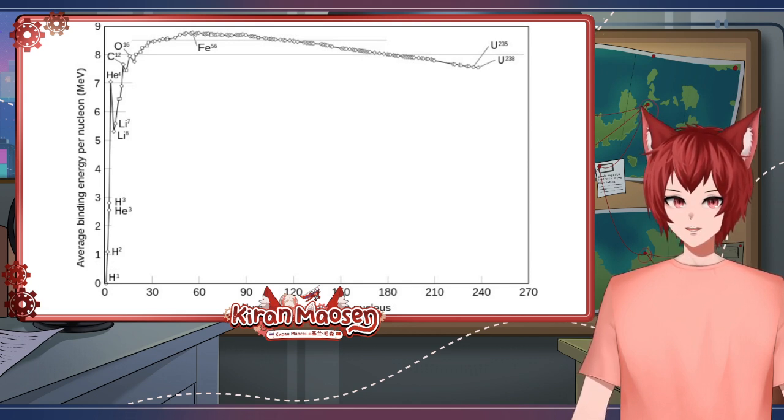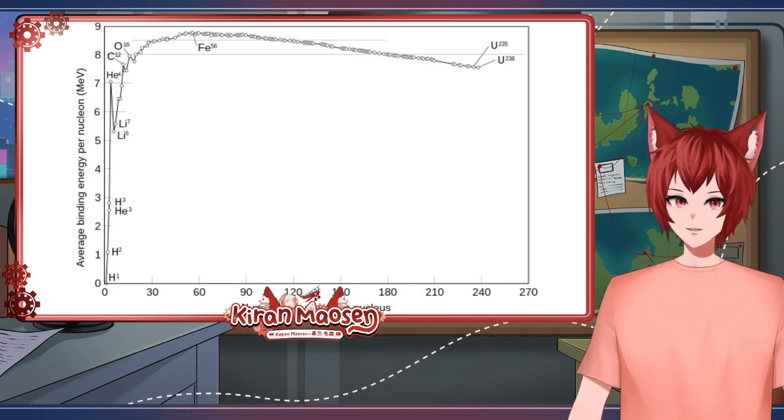Uranium-236 is 236.04556 units. Barium-141 is 140.91441 units. And Krypton-92 is 91.92615. And the 3 neutrons are 1.00866 each.